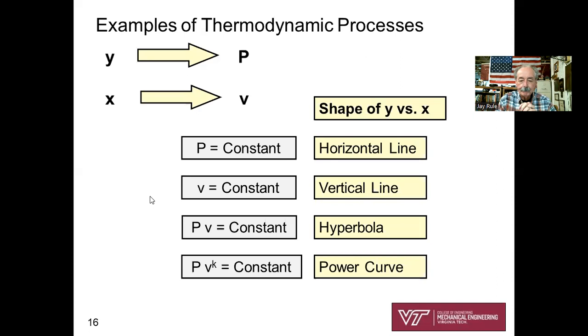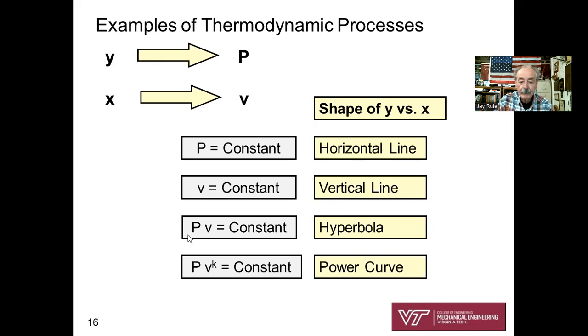Let's do the same example of visualizing in your mind what the shape of y versus x, or P versus V, would look like for P equals constant. P is constant. That's a horizontal line. P, kind of like y, constant. Y is constant, horizontal line. How about little v? If v is constant, what's that shape going to look like? That'll be a vertical line. That's like x is constant.